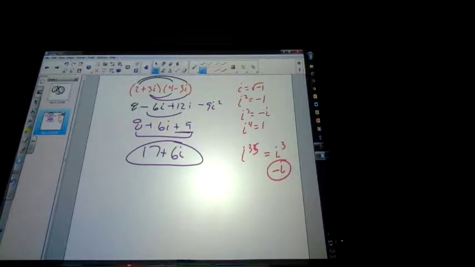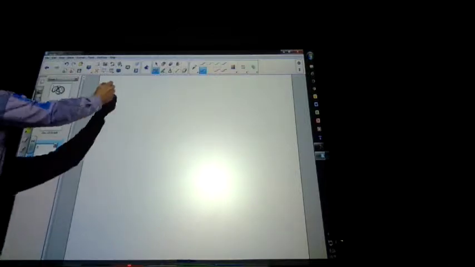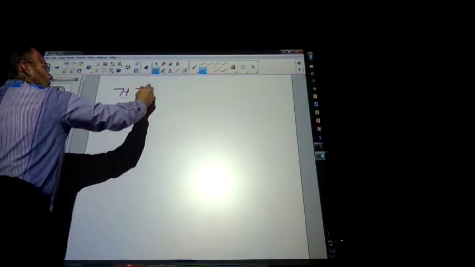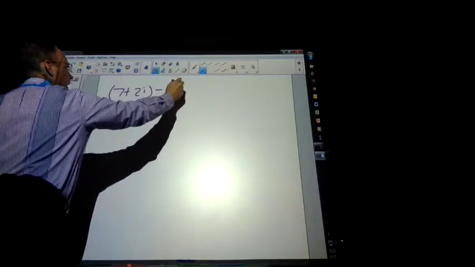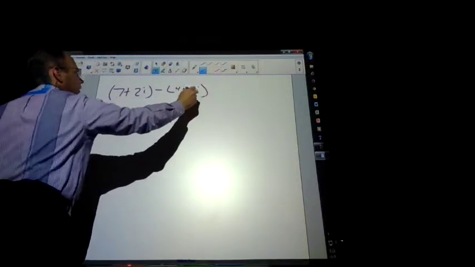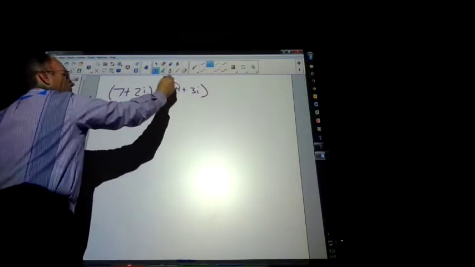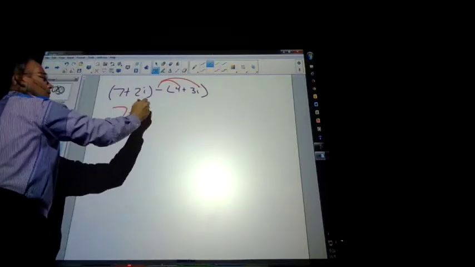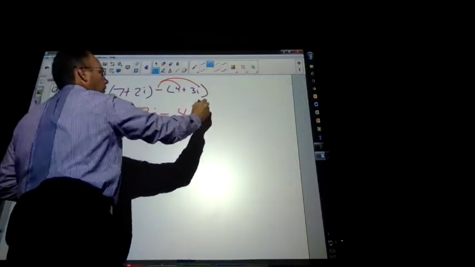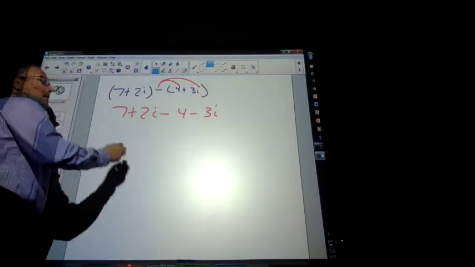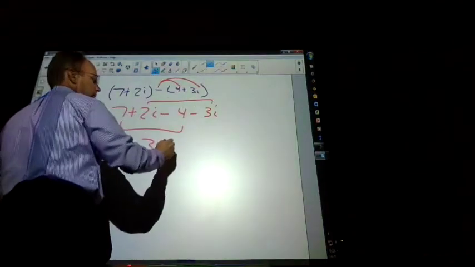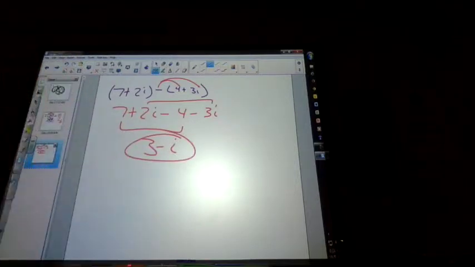Okay, the next question is, looks like I'm subtracting the 2i values. Somebody tell me what that says. 7 plus 2i. Thank you. Minus 4 plus 3i. Okay. So I need to distribute this negative over here and here. So I get 7 plus 2i minus 4 minus 3i. So that's 3 minus i. Problem's done.